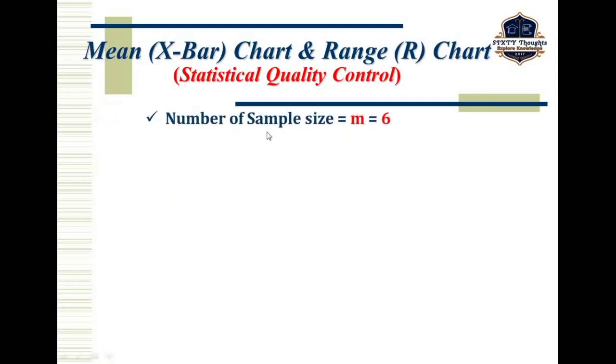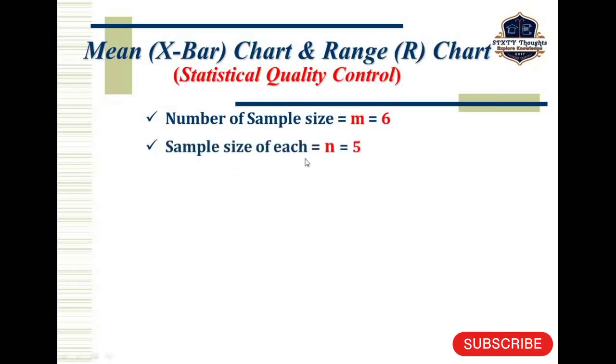So here the number of samples m equals 6, that is nothing but the revised data values. The sample size of each, n equals 5, that is given in the question. We are taking 5 samples at the same time. Now first I am going to find the X double bar value.